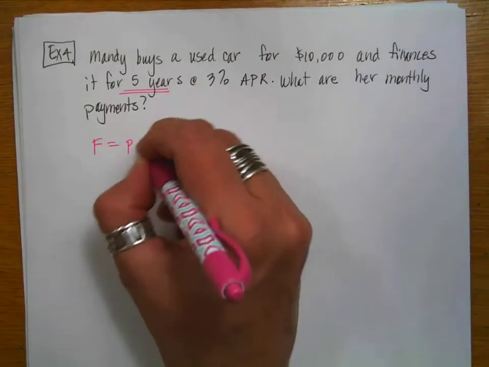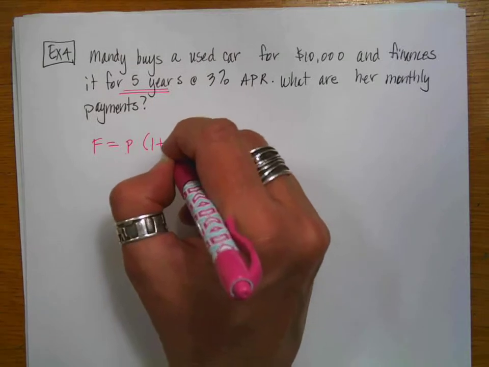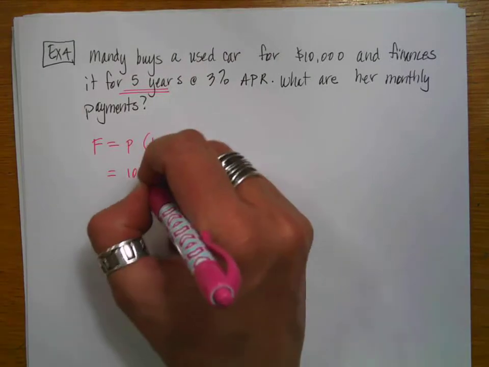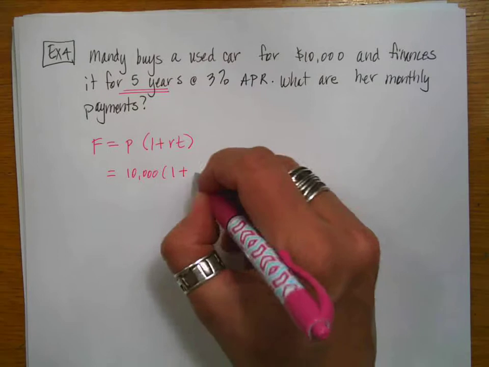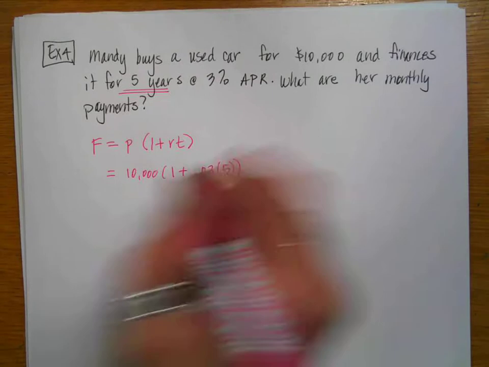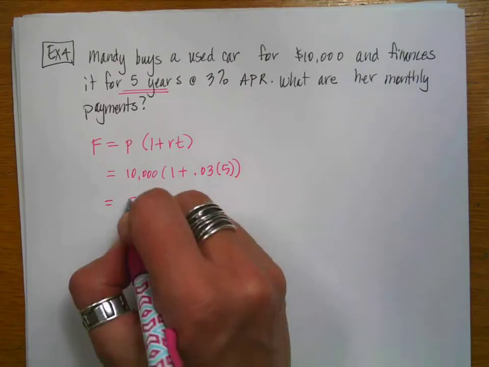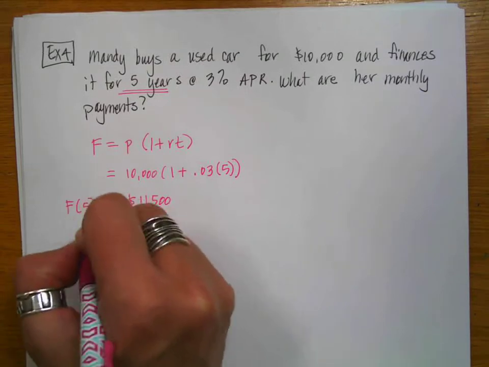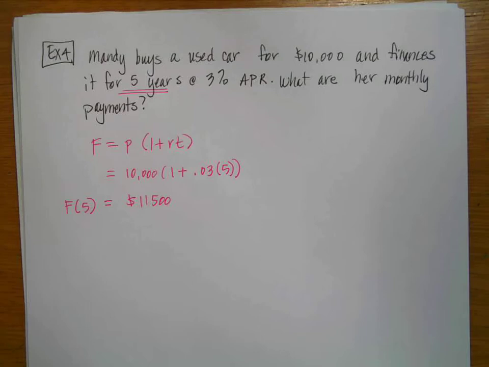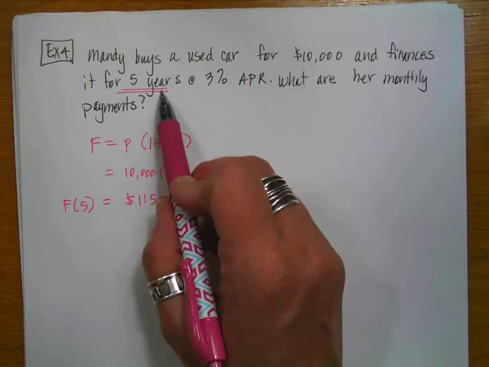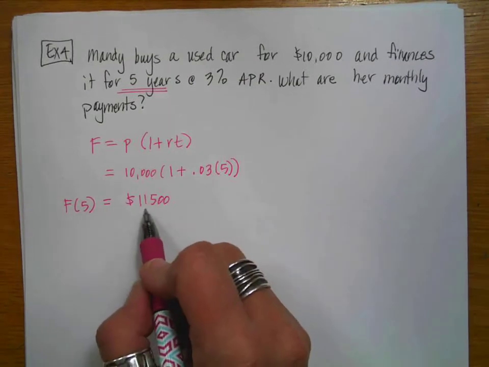So the first thing that we need to do is figure out what the future value of her money is going to be. So she's going to borrow $10,000, and she's going to invest it at 0.03 for 5 years. Well, if I do that math in my handy-dandy calculator, I'm going to get 11,500. So that's going to be the future value of the loan after 5 years. So notice that she wanted to buy a car for $10,000. By financing it for 5 years, it's going to cost her $11,500.